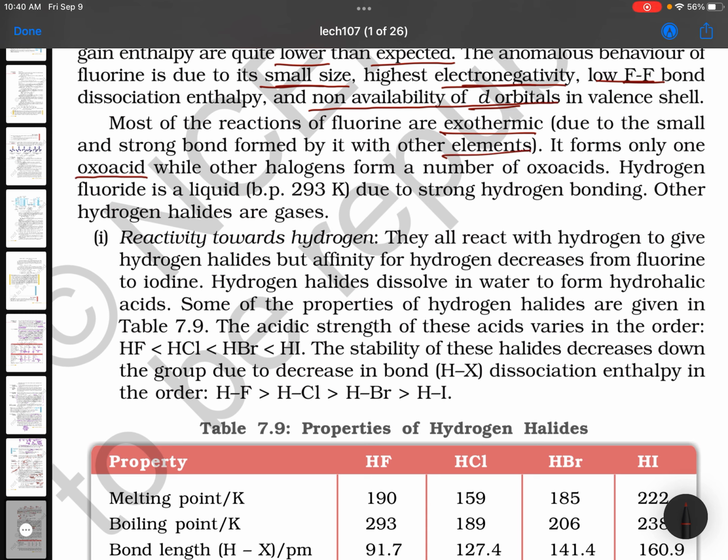Higher pKa means less acidic, lower pKa means more acidic. Higher Ka, lower pKa, strong acid. Just reminding you of ionic equilibrium. So this is a stronger acid than this one. Down the group acidity increases because bond energy decreases. Now let us see what is mentioned here.